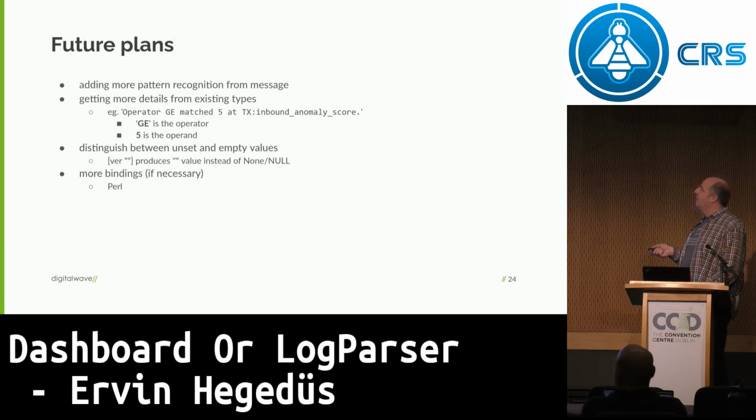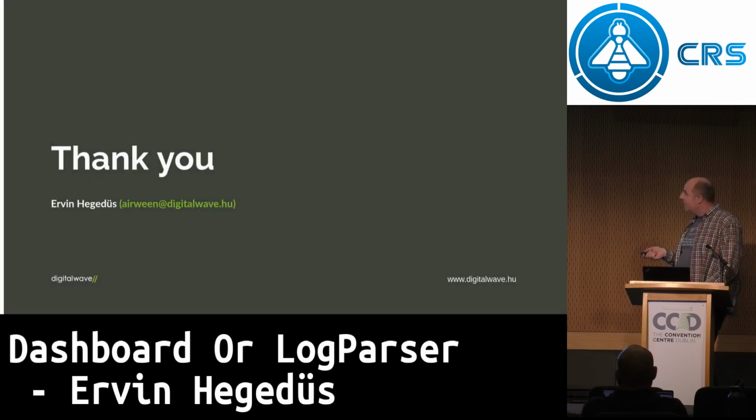And some future plans: adding more pattern recognition from the message, if you want to describe the reasons, for example getting more details, and distinguishing between unset and empty values. I'm not sure we can do this, but it would be fine. And maybe more bindings, for example Perl. And that's it.